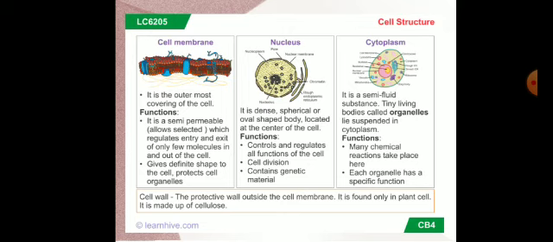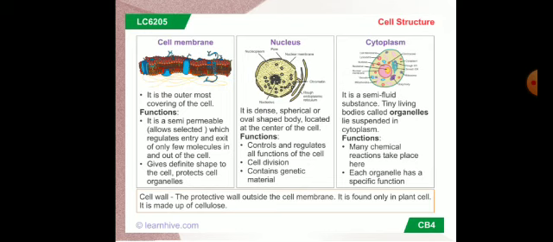Now the second component is the nucleus. The nucleus is a very dense, spherical or oval-shaped body and it is located nearly in the center of the cytoplasm. It is surrounded by a double-layer membrane with nuclear pores. Through these nuclear pores, substances can go in and come out. The ground substance of the nucleus is a semi-solid substance known as nucleoplasm.